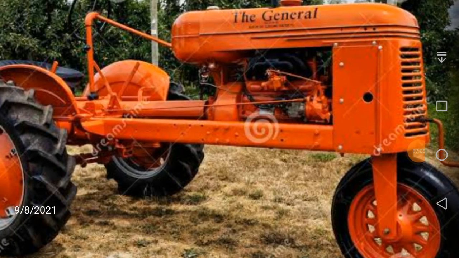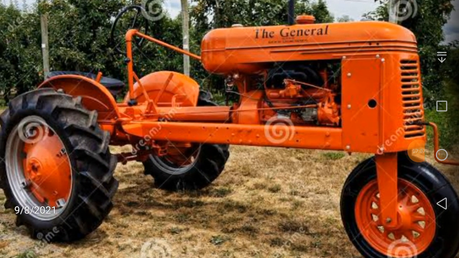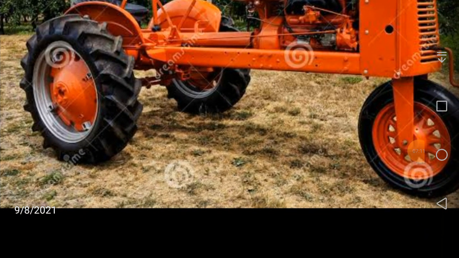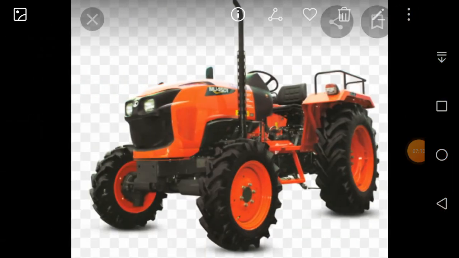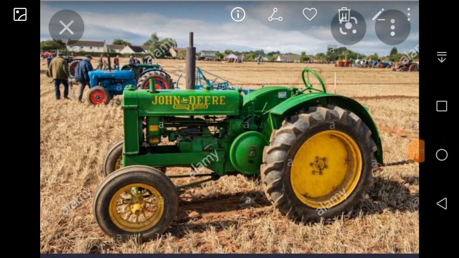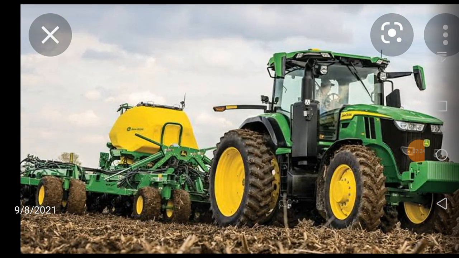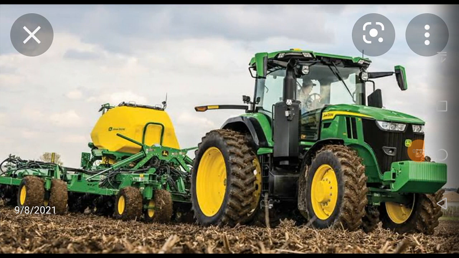I think the make is General, maybe it's a company name. So this is how your 3-wheel tractor will look. The next one is the 4-wheel tractor. This is your special purpose tractor. This is your general purpose tractor. This is your row crop tractor. So we have seen all these things in this video, and tomorrow we are going to have some more information about the parts of the farm tractors and other mechanical details, etc.